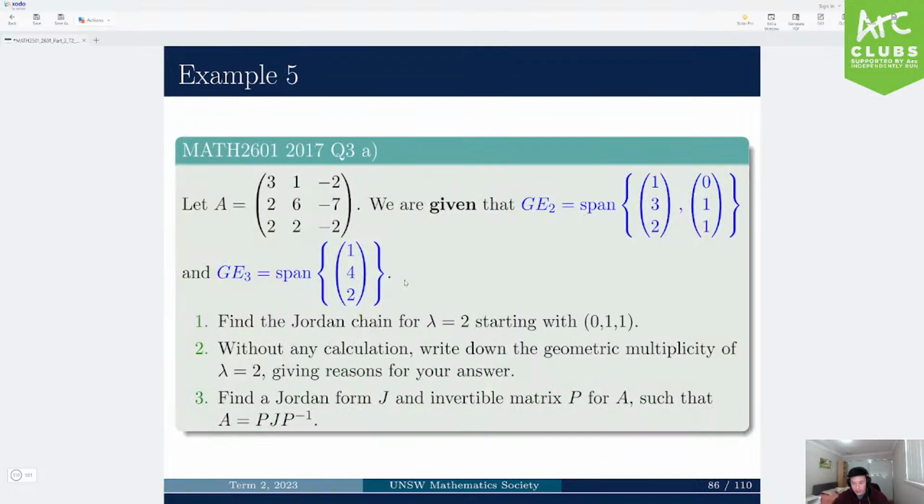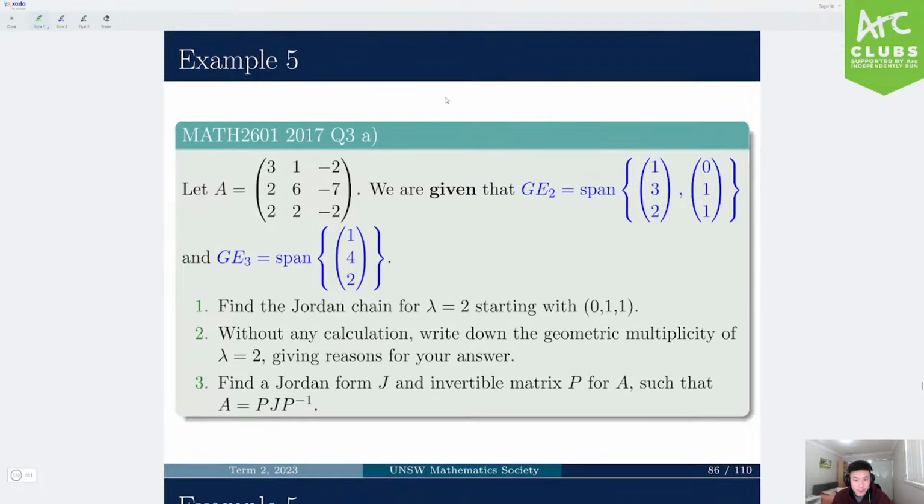Okay, next example here. So let A be this 3 by 3 matrix. We're given that the generalized eigenspace for the eigenvalue 2 is going to be the span of these two vectors, and the generalized eigenspace for this is going to be just the span of a single eigenvector. Okay. Part 1 is to find the Jordan chain corresponding to lambda is 2 with 0, 1, 1. Okay.